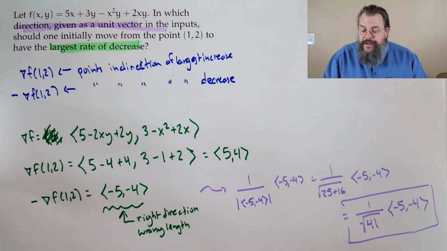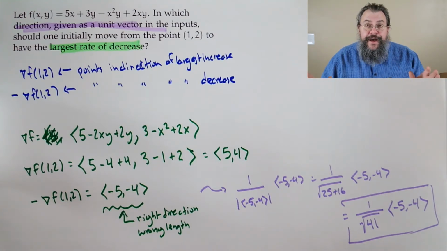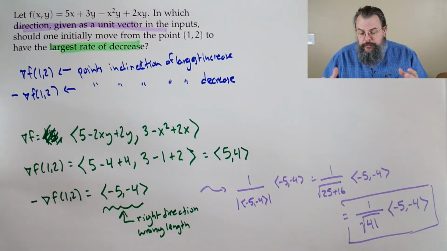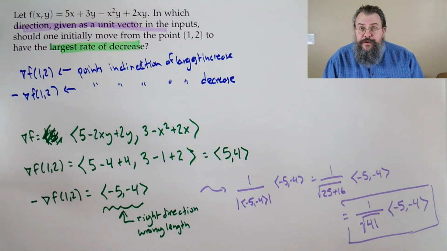That's the direction we want. So if we head in that particular direction, and it's the unit vector, that will get us going downhill as fast as we possibly can. Maybe we want to go downhill as fast as we possibly can, maybe to a minimum. Well, good. Go that way. You'll get there pretty quick.